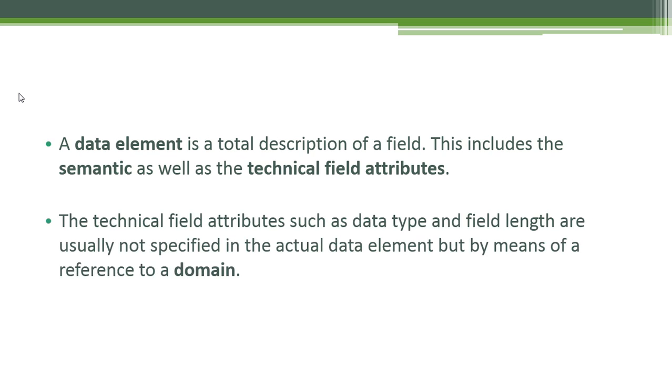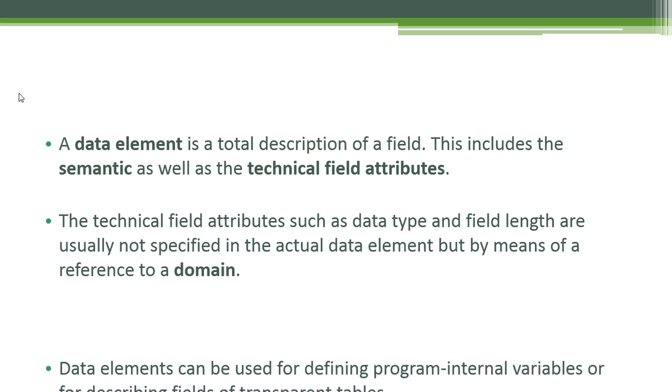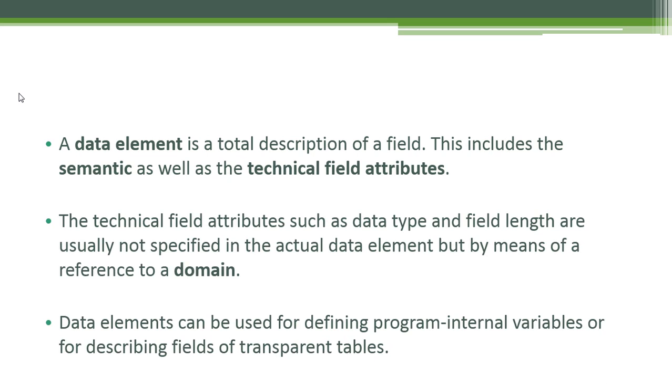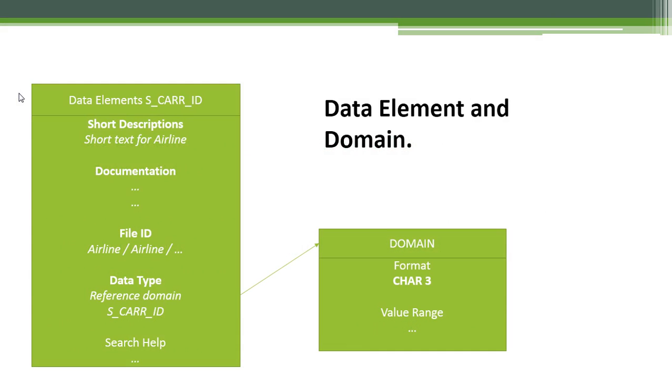The technical field attributes such as data type and field length are usually not specified in the actual data element, but by means of a reference to a domain. Data elements can be used for defining program internal variables or for describing fields of transparent tables. For example, inside the system we have a data element and a domain for the flight model we were talking about earlier. So we have a data element called S_CAR_ID.